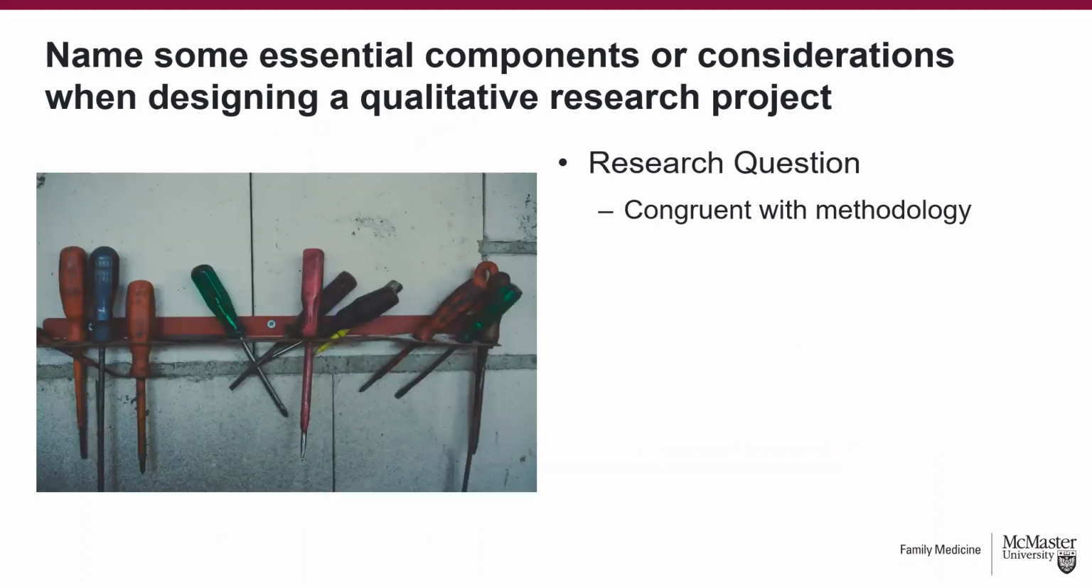The third aspect is a research question. Your research question guides your inquiry, and it should be congruent with your methodology. Each methodology will have a particular focus of inquiry, so you want to make sure that the methodology you pick is appropriate for your question. Typically, these two elements, the methodology and the research question, are chosen iteratively, where each informs the other, and you can tweak or refine each aspect so that they fit together well.